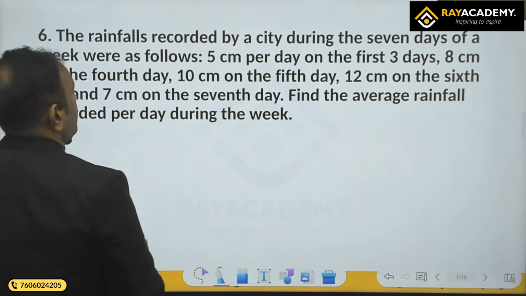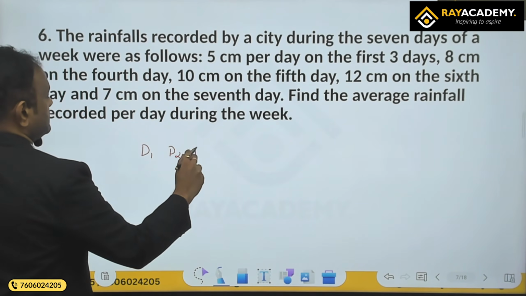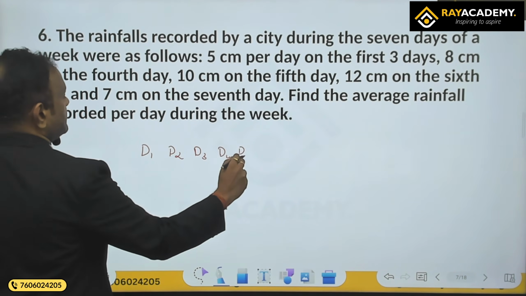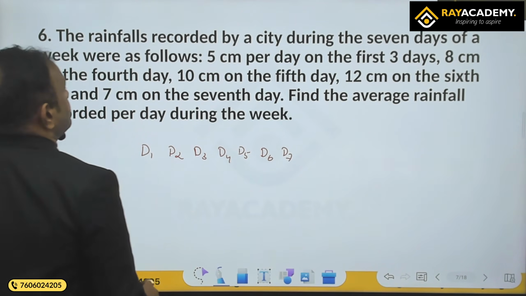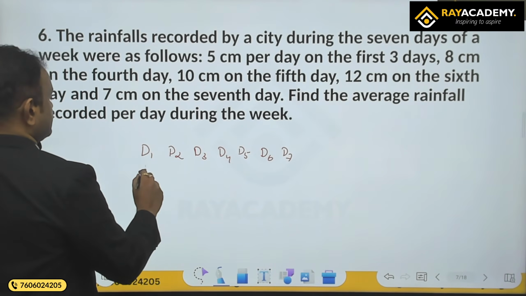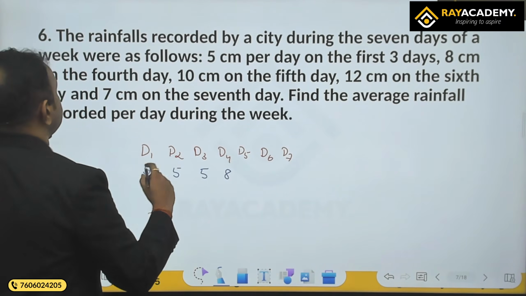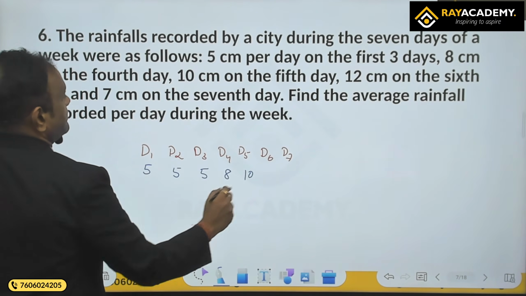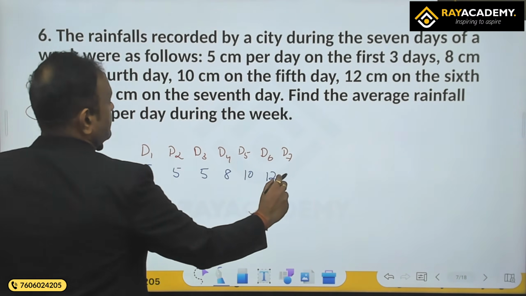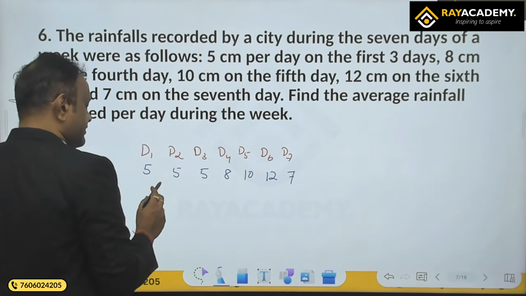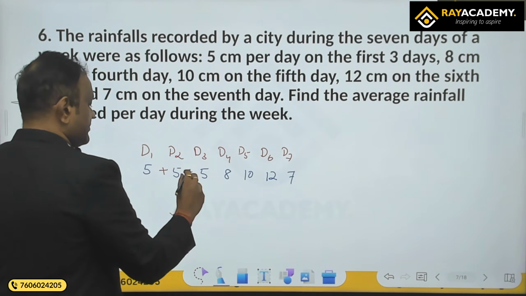Just put it down. How many days are there? There are 7 days: D1, D2, D3, D4, D5, D6, D7. And what is the rainfall? 5 centimeter per day for the first 3 days: 5, 5, 5. And 8 centimeter on the 4th day, 10 centimeter on the 5th day, 12 on the 6th, and 7 centimeter on the 7th day. So just add all the rainfall, and after that you can divide by the number of days to get the average.